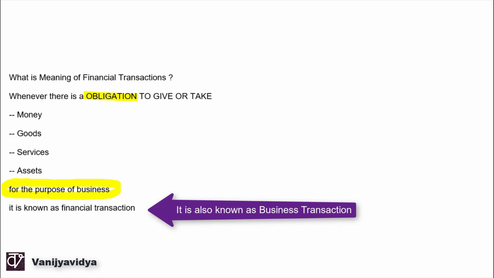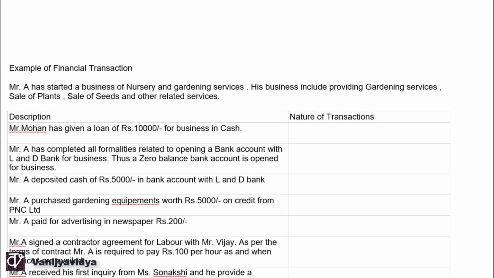Now, let us take one example and identify whether a particular transaction is a financial transaction or not. So now, let's see this example. Example of financial transaction. Mr. A has started a business of nursery and gardening services. His business includes providing gardening services, sale of plants, sale of seed and other related services.